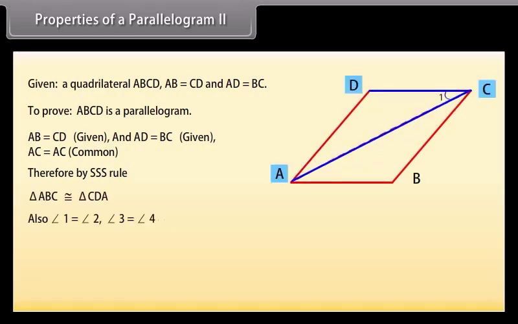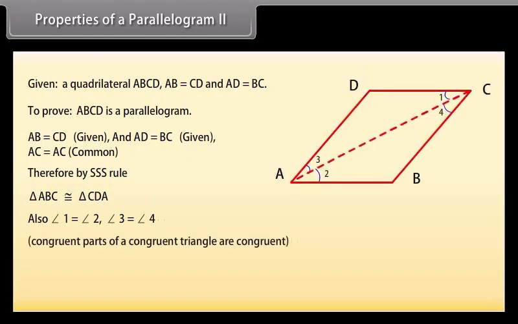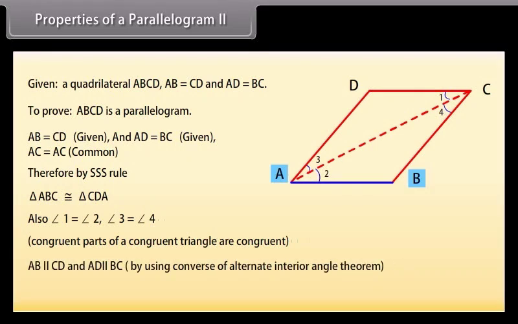Also, angle 1 is equal to angle 2 and angle 3 is equal to angle 4, because congruent parts of congruent triangles are congruent. Therefore, AB is parallel to CD and AD is parallel to BC. Hence, ABCD is a parallelogram.